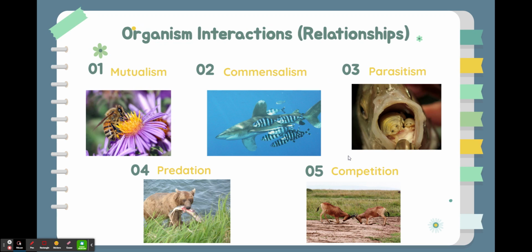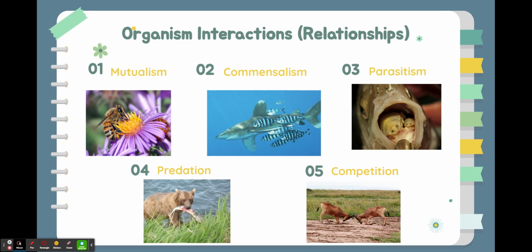Coming over here, we have number 3, parasitism. And parasitism is an ecological relationship where one organism, known as the parasite, benefits at the expense of the other organism, which we're going to call the host. The parasite derives nutrients, energy, or other resources from the host, which often causes harm or negatively impacts the host's health.